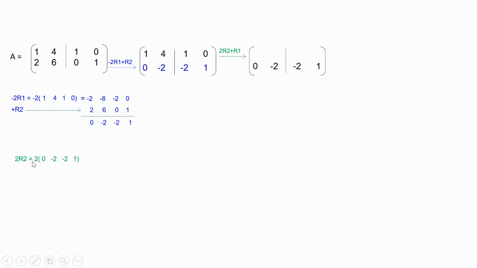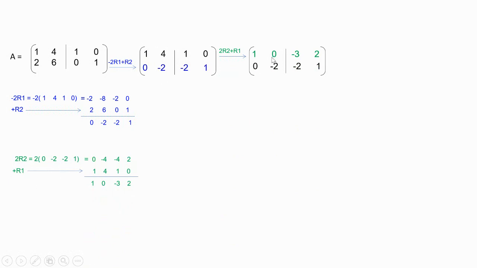So here's my work here. 2 row 2 plus row 1. Okay, so 2 row 2 will give us 2 times 0, negative 2, and 1. I got that from here. This is my row 2 here. So it's going to give us 0. 2 times negative 2 is negative 4. 2 times 1 will give us 2. Now I need to add it to row 1. Row 1 is 1, 4, 1, 0. So after we do the operation, it's going to give us 1, 0, negative 3, 2. That's my new row 1.